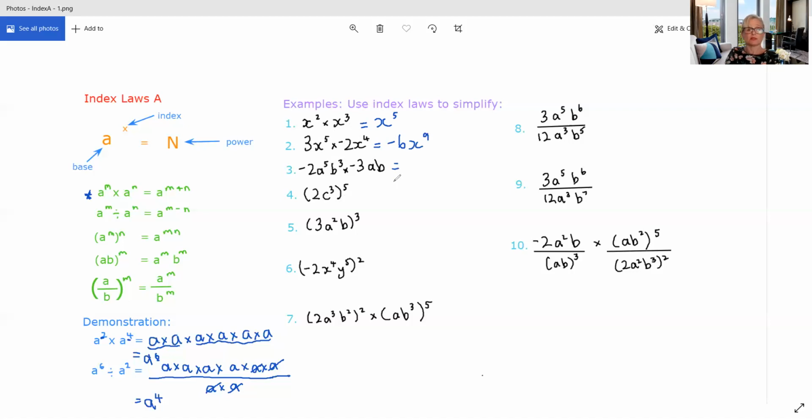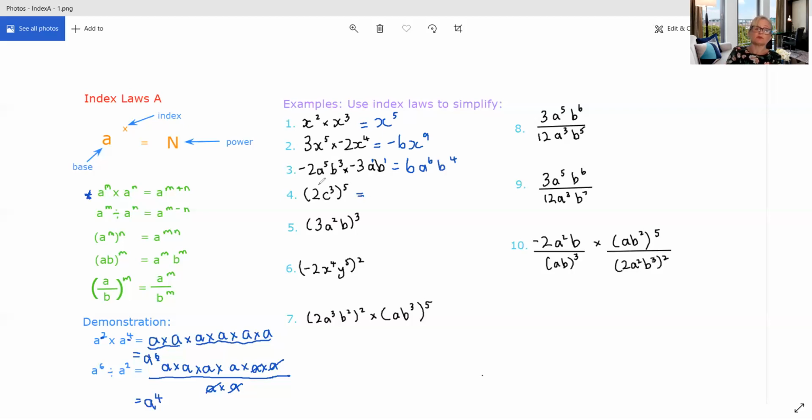This next one's a very similar thing. -2 by -3 is +6. a to the 5th by a, well, a is really a to the 1, isn't it? So 5 plus 1 is 6. b cubed by b to the 1 is b to the 4th.